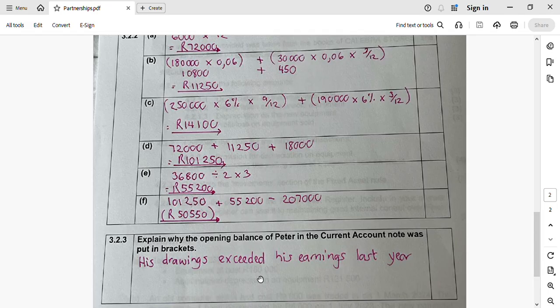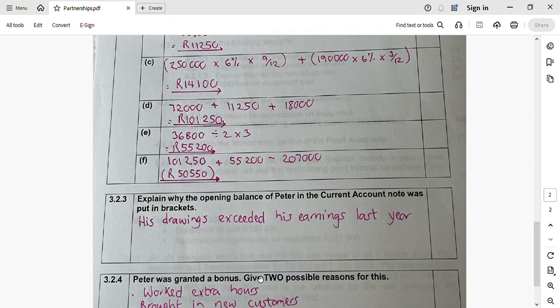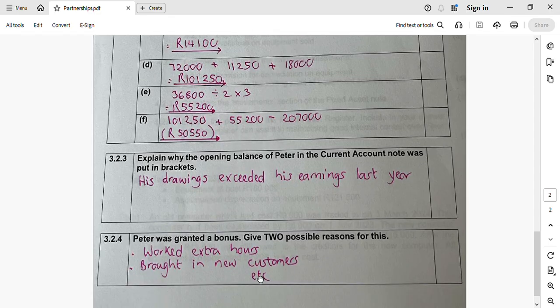And then Peter was granted a bonus. Give 2 possible reasons for this. Perhaps he worked extra hours. He might have brought in new customers. It could have been his 13th cheque, his normal annual bonus, and so on.